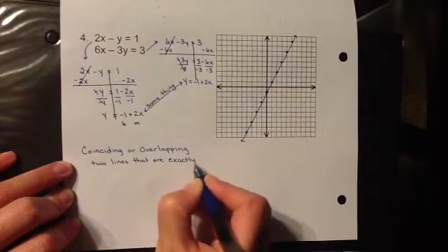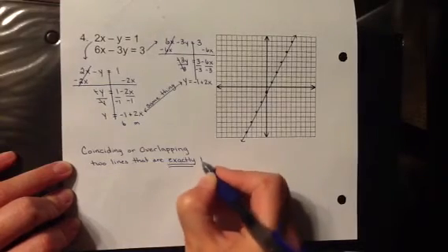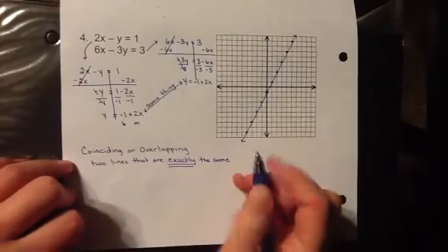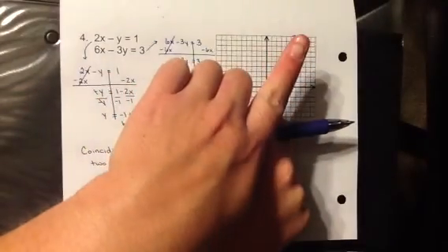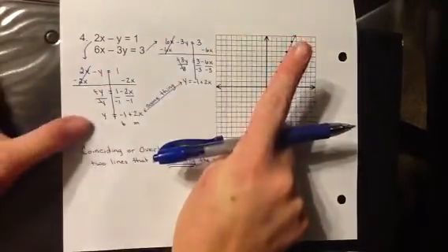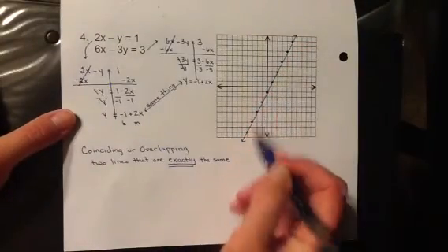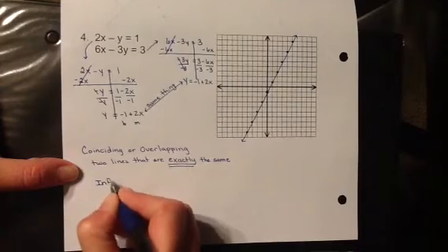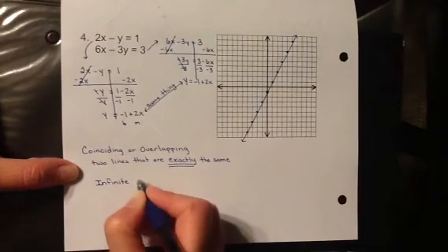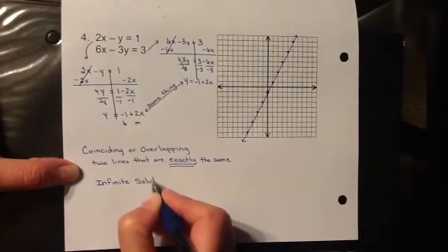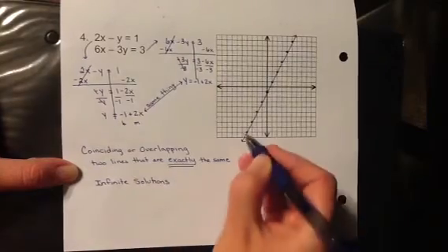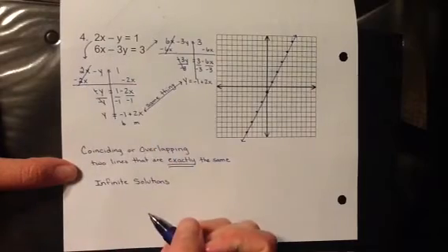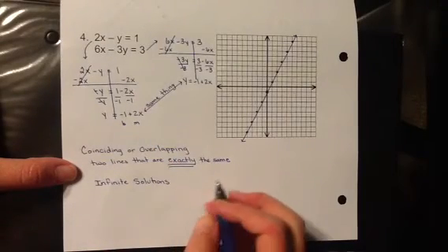Exactly. Like they have to be exactly the same. Meaning, really and truthfully, they're sitting directly on top of each other. So every point on the two lines touches. Therefore, this is called infinite solutions. It wouldn't matter which point I picked on this line. If I plugged it into both equations, it's going to work because they are exactly the same line.